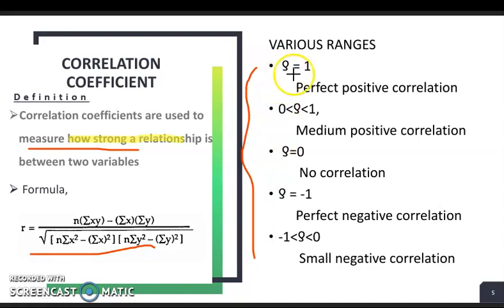If it is 1, it is a perfect positive correlation. If it is between 0 and 1, it is a medium positive. If it is 0, there is no correlation. If it is -1, it is the perfect negative correlation. If it is between 0 and -1, it is a small negative correlation.